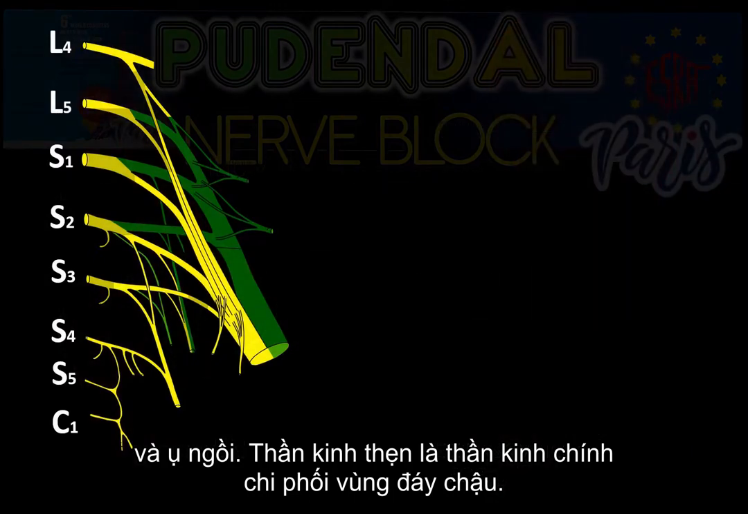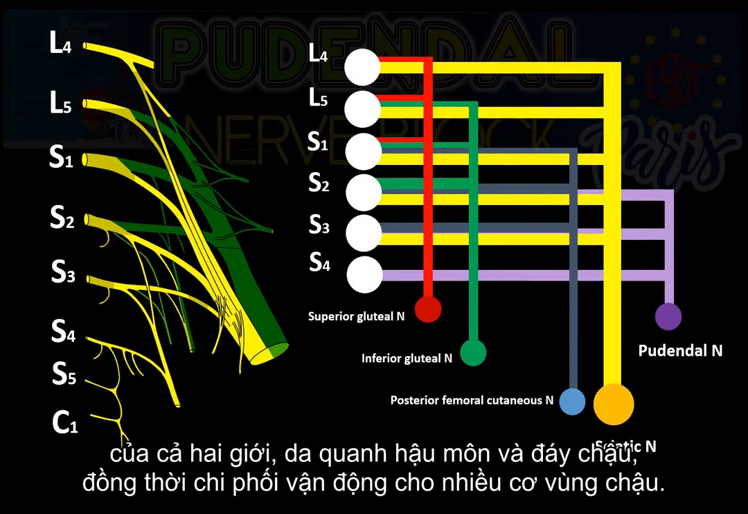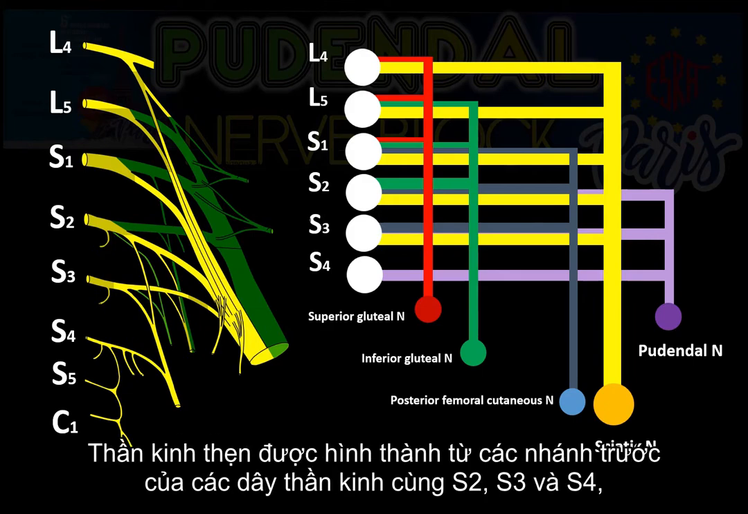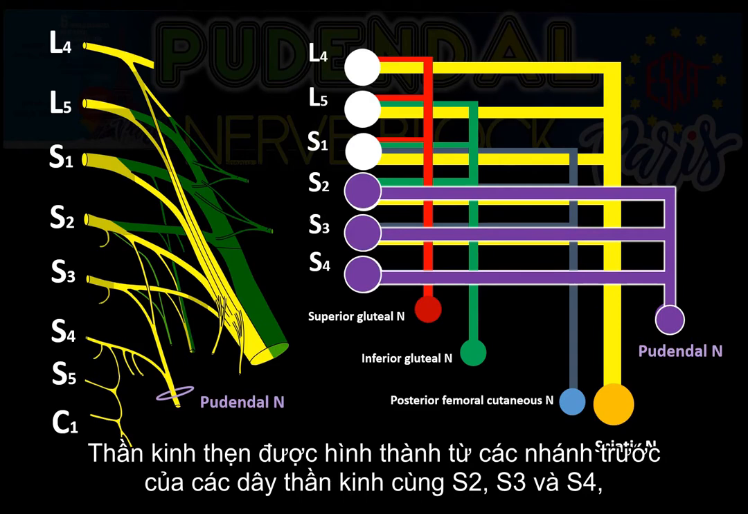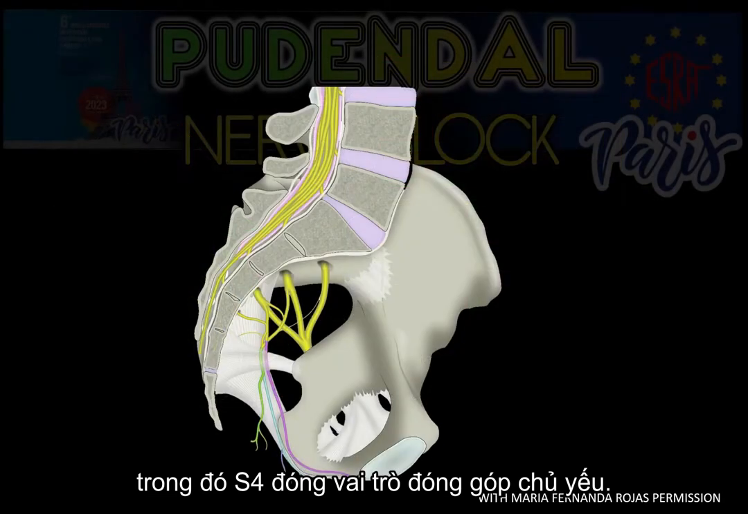Pudendal nerve is the main nerve of the perineum. It is a paired nerve that carries sensation from the external genitals of both sexes and the skin around the anus and perineum, as well as the motor supply to various pelvic muscles. The pudendal nerve is formed by the ventral rami of the second, third, and fourth sacral spinal nerves, with the primary contribution coming from the fourth.